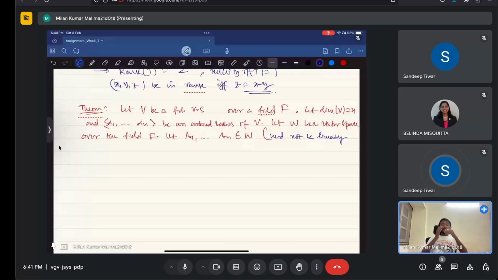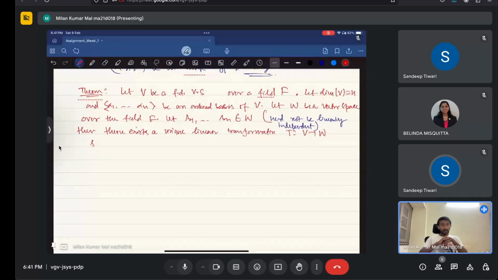So what it is saying is that V and W are two vector spaces over the same field F, and V is finite dimensional with dimension n. Let alpha 1, alpha 2, ..., alpha n be an ordered basis of V. If we consider beta 1, beta 2, ..., beta n from W, they need not be linearly independent; they can even be the same. Linear independence is a big thing, but they can be the same. In that case, one can give a unique linear transformation T from V to W such that T of alpha i is equal to beta i.